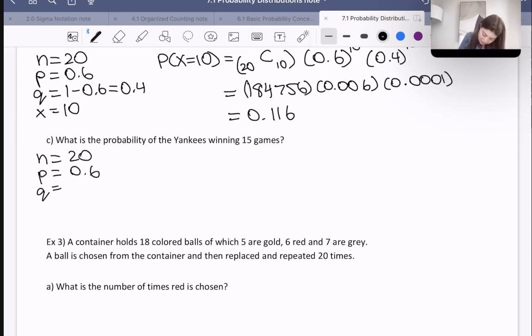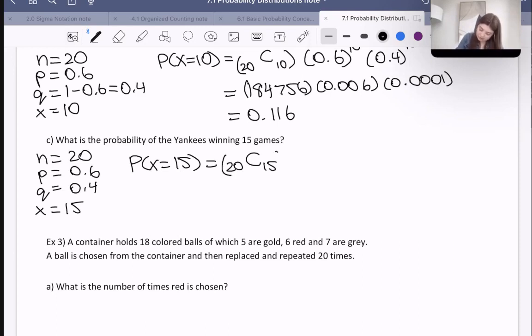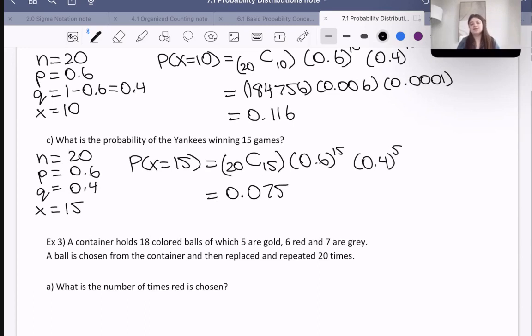Now, n, p, and q are all the same as before, so I'm just going to copy those from my last question. And then x is going to be 15 instead of 10. That's the difference here, because we want to know the probability of the Yankees winning exactly 15 games rather than exactly 10 games. Like that. And that's going to come out to 0.075, right? So there's now only about a 7.5% chance of them winning 15 games, which makes sense because that is a little bit lower than the 11.6% that we got previously when we had a number of games we were calculating for that was closer to that expected value.